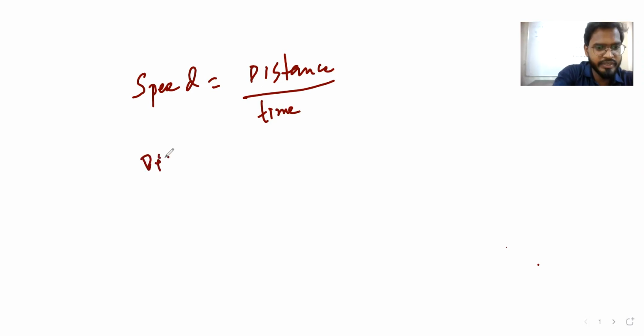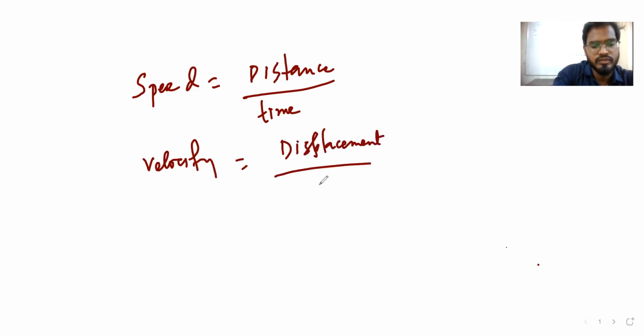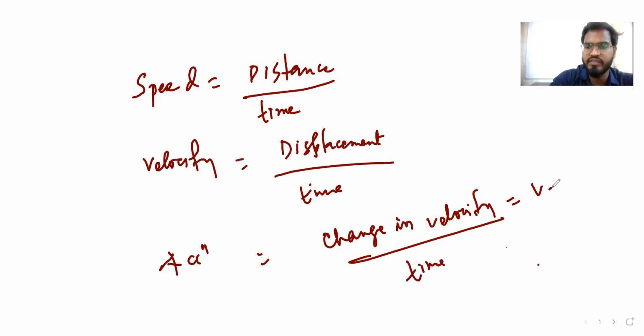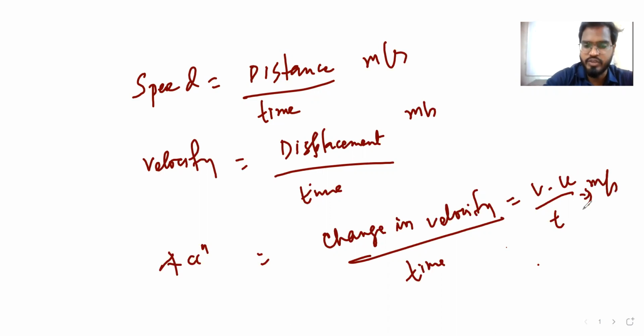Then we had done displacement and velocity. Velocity is displacement by time. Then we had done acceleration. Acceleration is change in velocity by time, which means final velocity minus initial velocity by time. The unit is meter per second square.